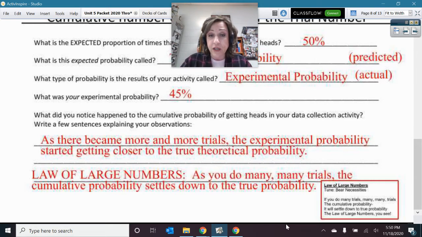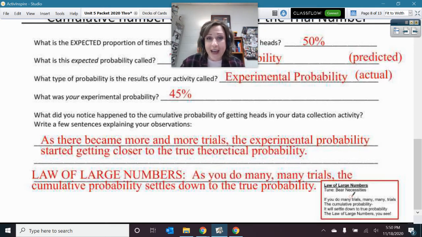The law of large numbers says that as you do many, many trials, and we're talking many, like hundreds and hundreds of coin tosses, that cumulative probability is going to get closer and closer and closer to the theoretical probability that we expect it to be. And so we're going to settle down to that 50%.